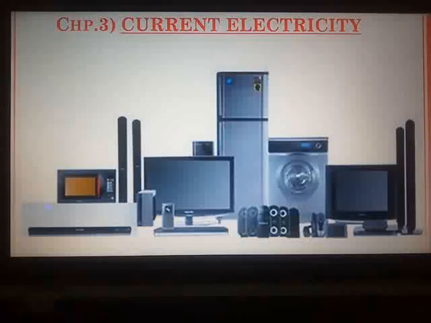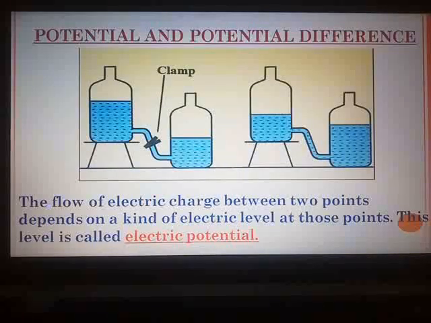So in this chapter, basic knowledge of electricity you all have. Now the scientific concepts related to current electricity we are going to study in this chapter. So our first topic is potential and potential difference. For this, a small demonstrative experiment is given in the textbook.